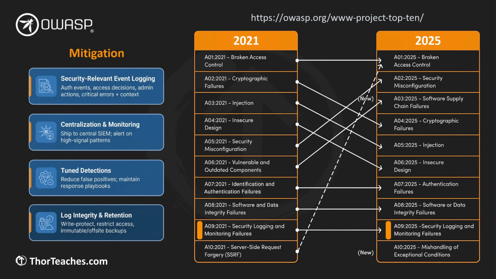Good practices are pretty clear. You decide which events are security relevant and log them with enough context to reconstruct what happened. You protect the integrity of those logs, ship them to a central place that your monitoring tools can understand. Set up playbooks so that when an alert fires, people know what to do. And you keep false positives under control so your SOC doesn't get numb to the noise.